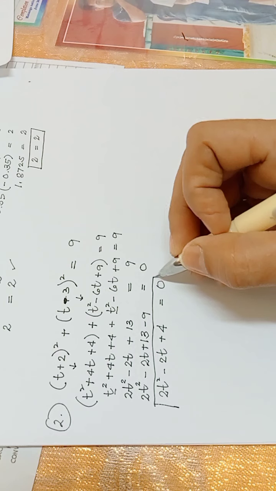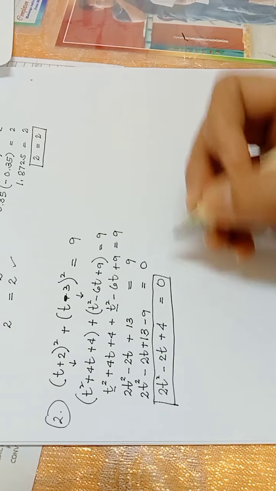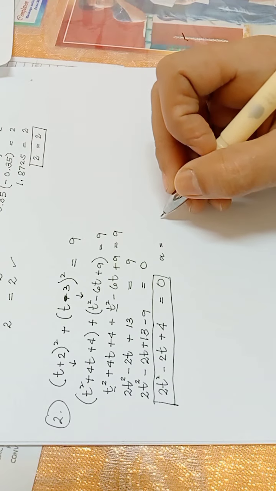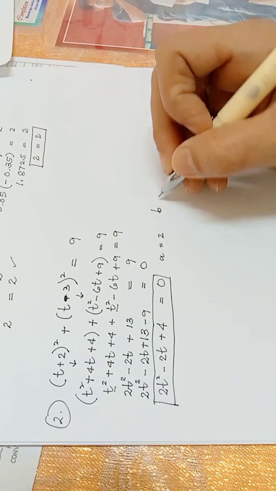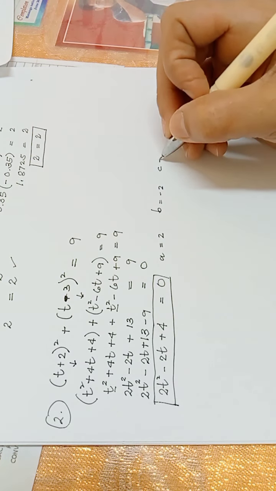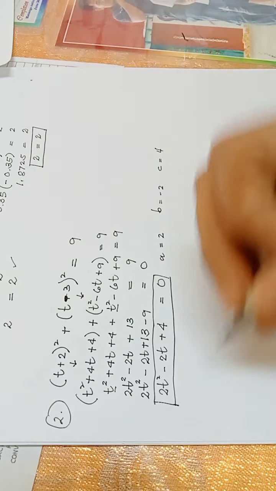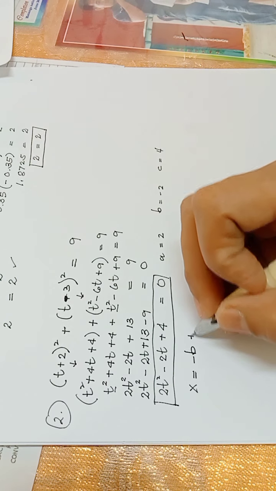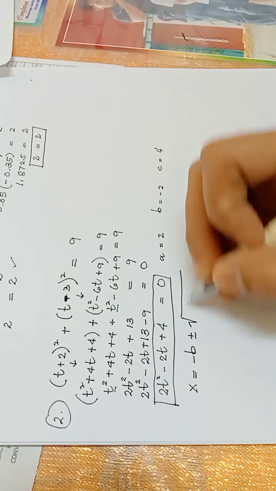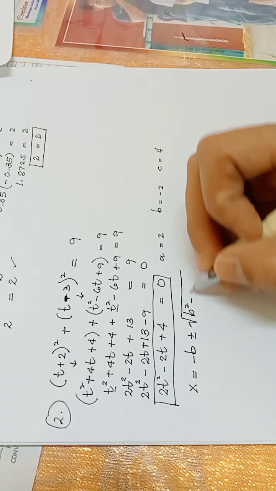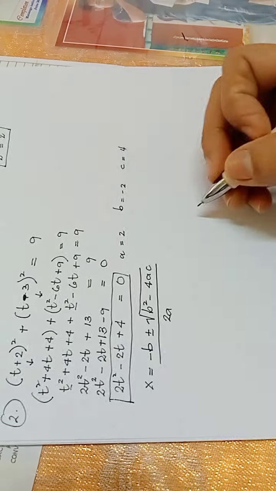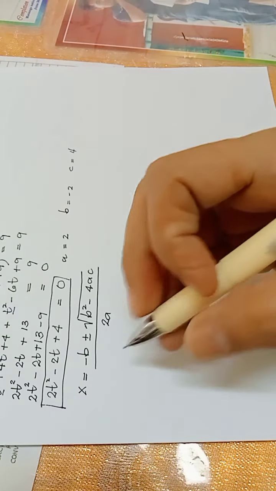So, again, yung ating resulting equation is a quadratic equation talaga. Ngayon, identify natin what the value of A is. A is 2, B is negative 2, and C is equals to 4. Gagamitin natin ang quadratic formula na x equals negative b plus and minus square root of b square minus 4ac over 2a. Papalitan natin ngayon ang mga variable ng kanilang respective values.